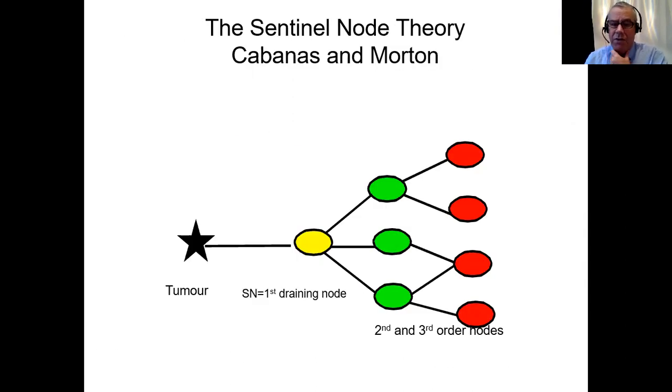The central node theory of Cabanis and Morton is that there is a logical flow of lymph from around a tumor, and this drains initially to one node called the Sentinel node, Sentinel being American for a guardsman, and then to second and third order nodes. Now, if there is no tumor in the first node, the Sentinel node, then there won't be any tumor beyond, and no further surgery is needed.